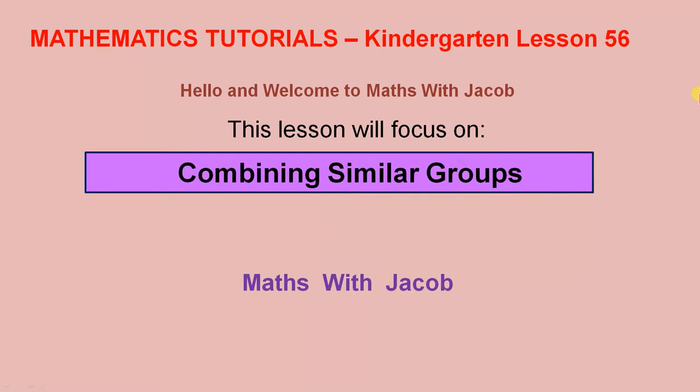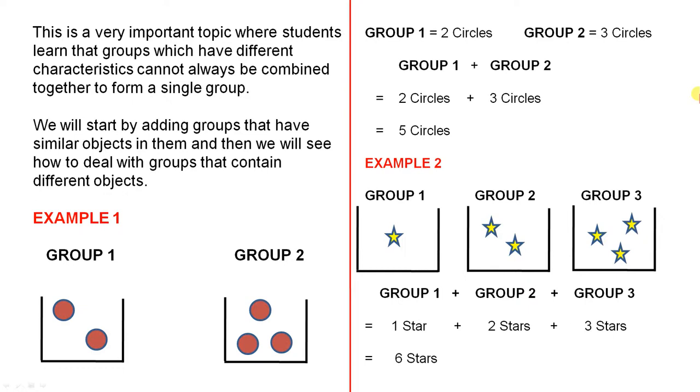This lesson will focus on combining similar groups. This is a very important topic where students learn that groups which have different characteristics cannot always be combined together to form a single group. We'll start by adding groups that have similar objects in them, and then we will see how to deal with groups that contain different objects.